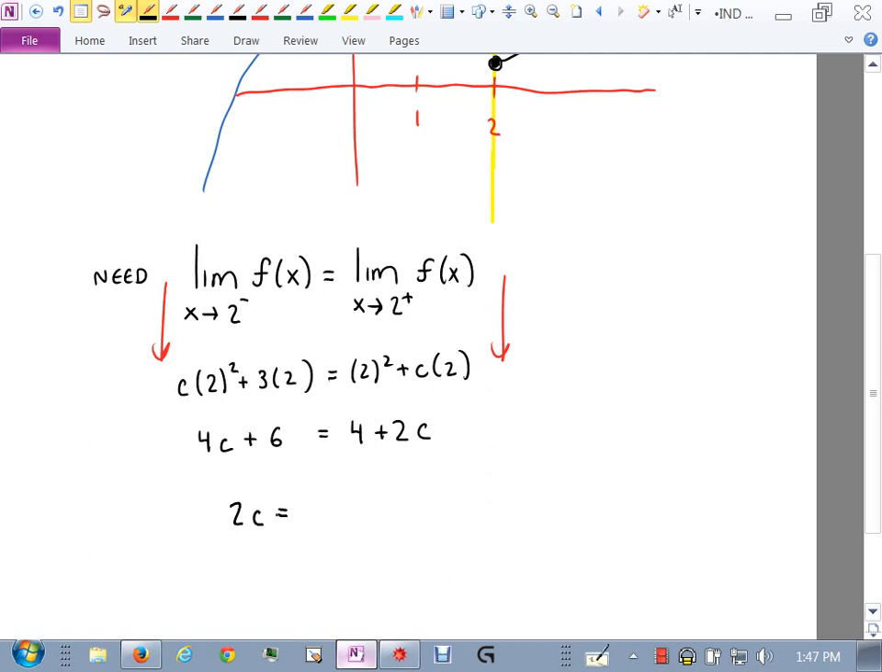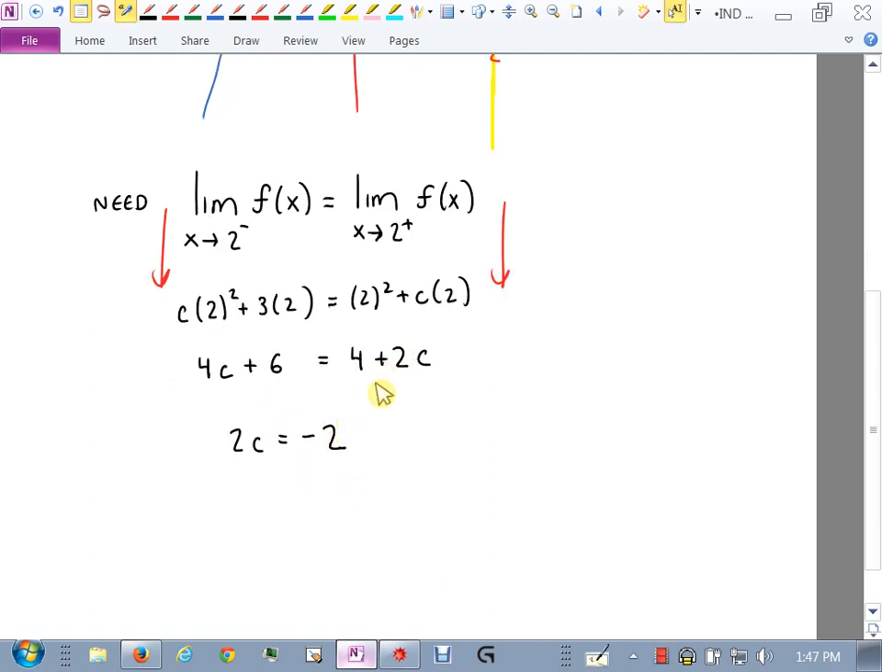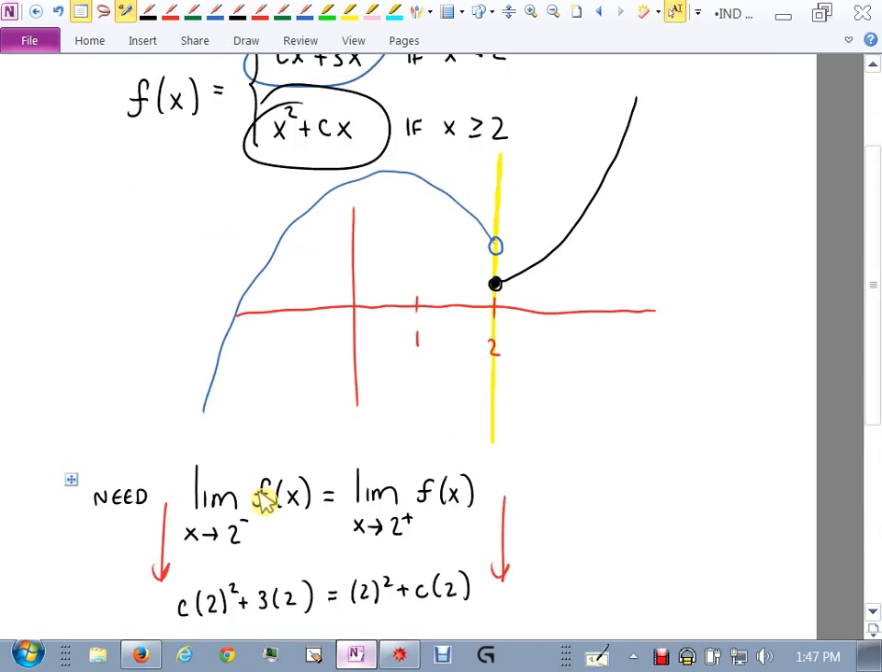Solve that for c. What do we have? 2c equals negative 2. So move your c's to one side, move your 6 to the other side, becomes negative 2. So c is negative 1. Does that make sense, what we've done?